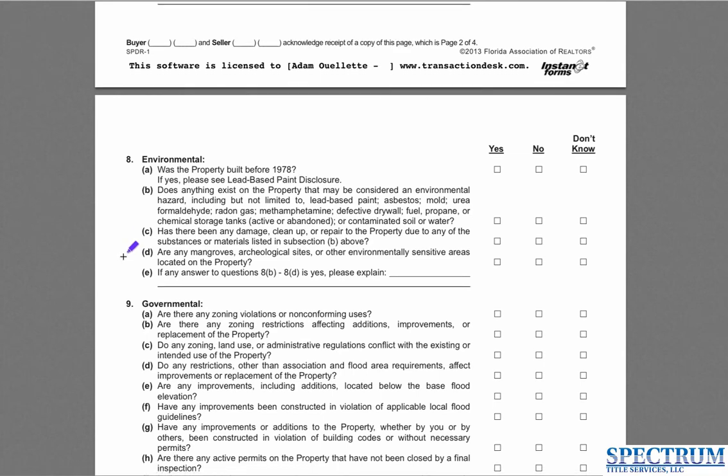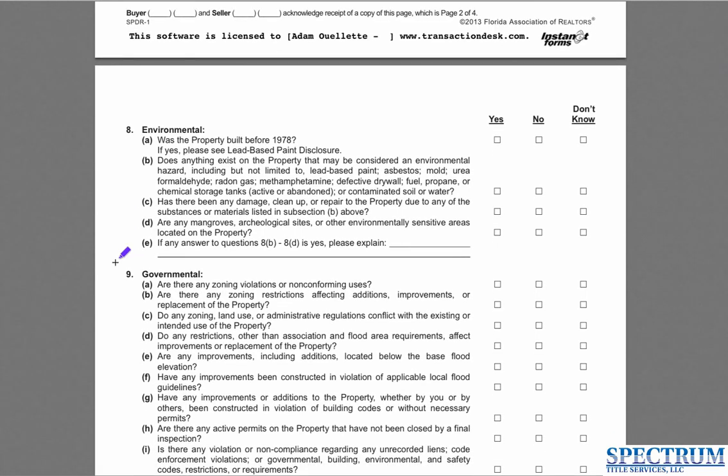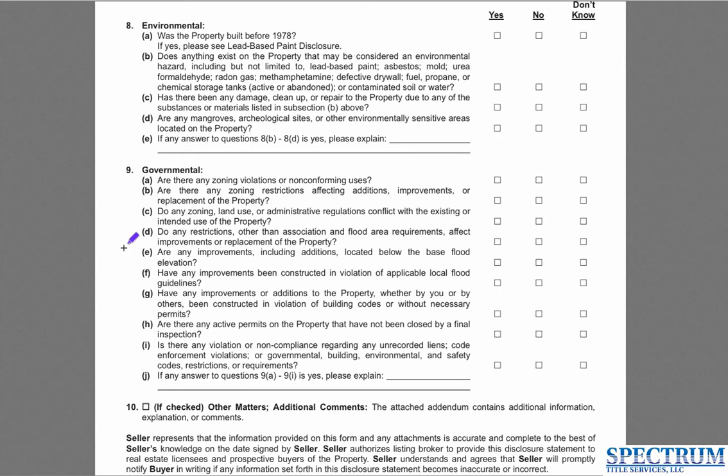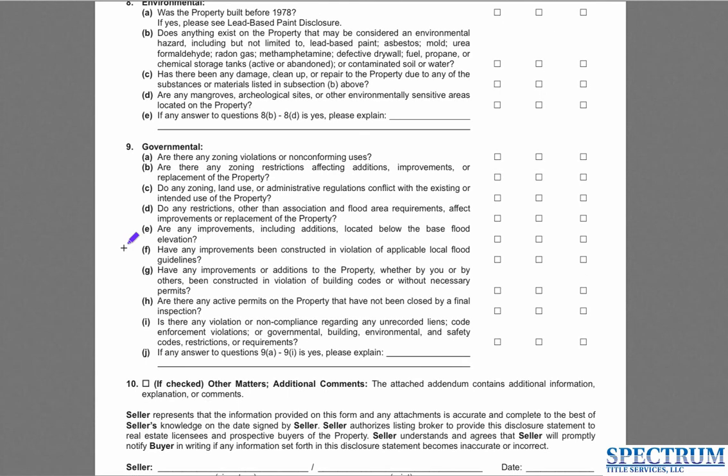Okay, any mangroves, any environmentally sensitive areas located on the property? Or there are certain trees that cannot be removed for environmental reasons, etc. Governmental: any zoning violations, any zoning restrictions, any land use conflicts. Does the buyer plan on doing an addition or making some change to the property that may be restricted by the use of the land? Okay.